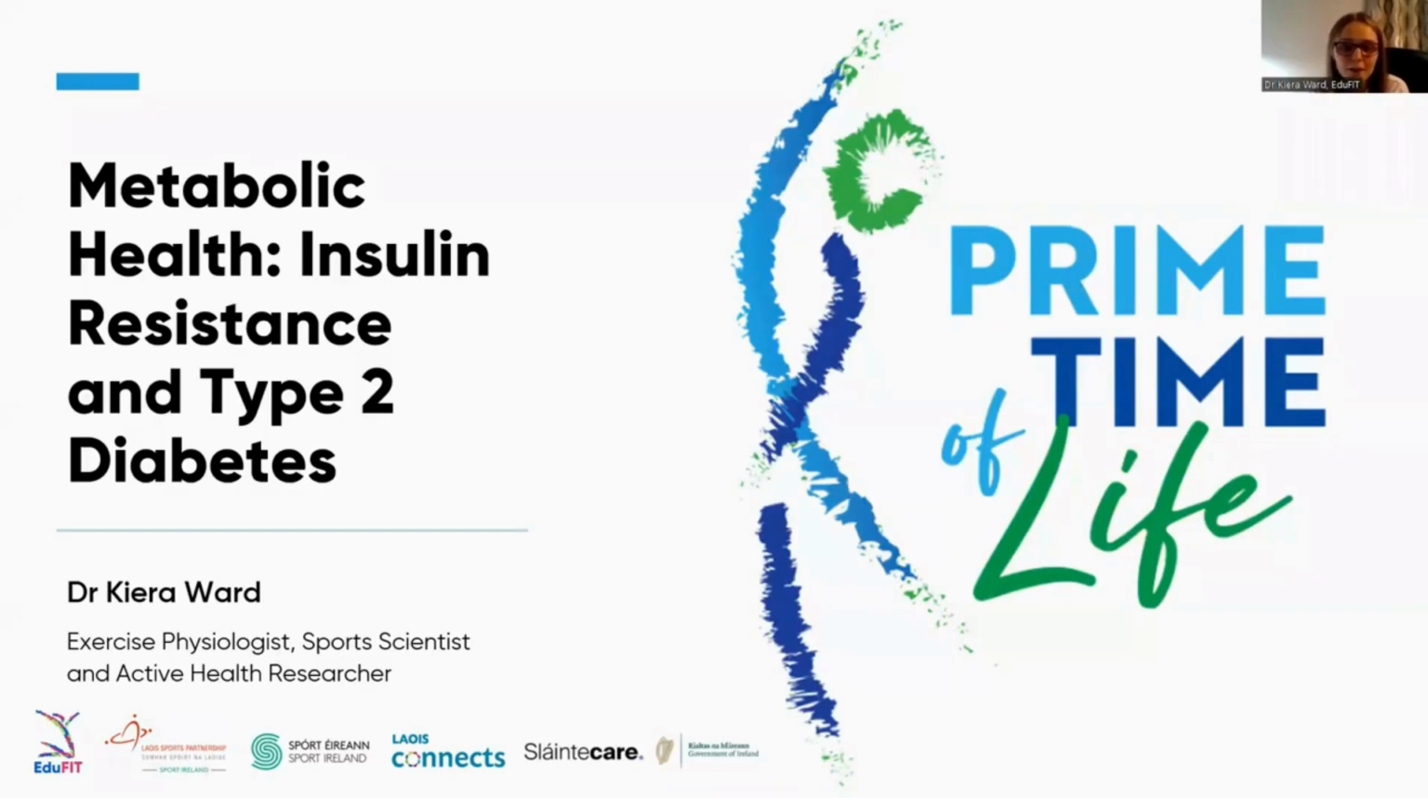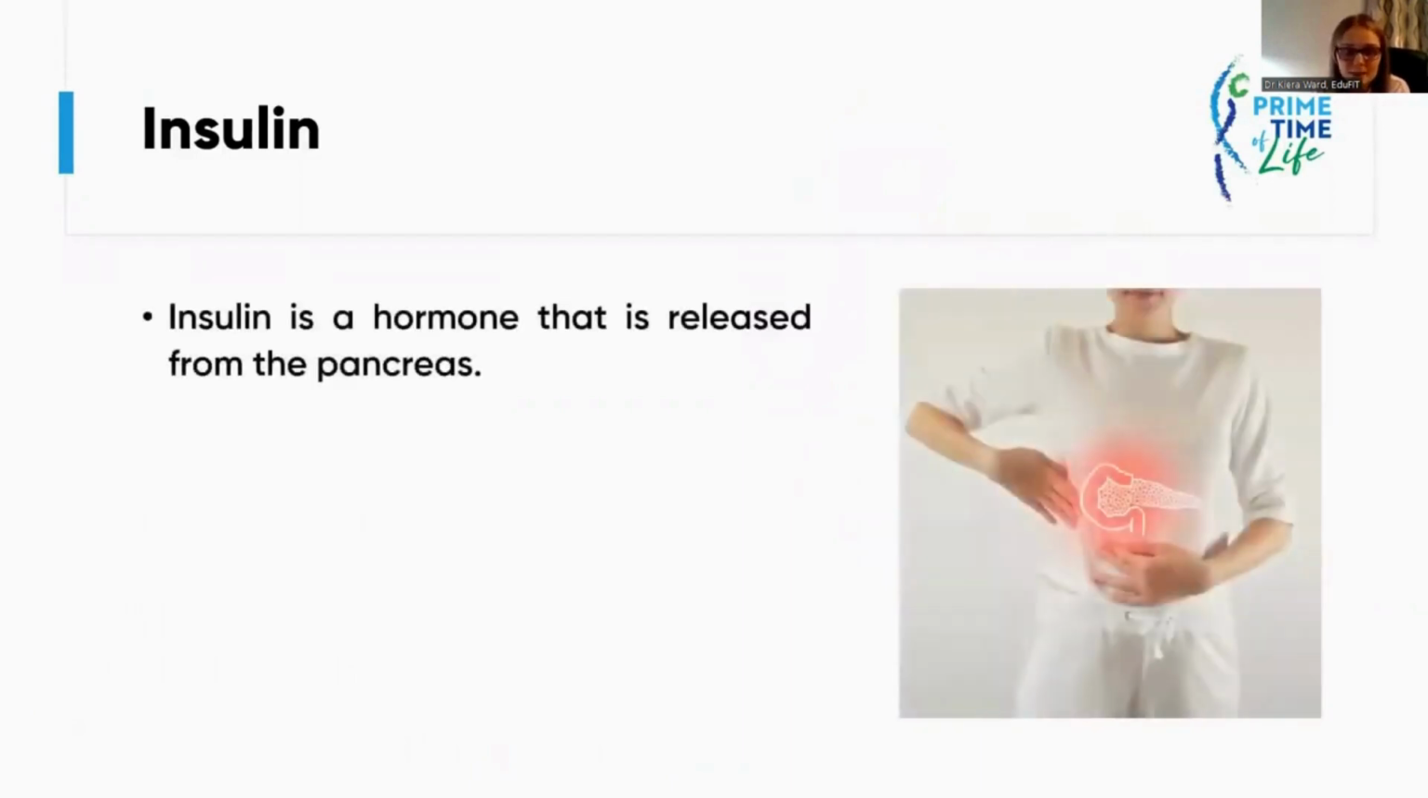We're going to go through a very quick overview of metabolic health with a specific focus on insulin resistance and type 2 diabetes. So, before we get started and delve in too much, it's important to understand what insulin is.